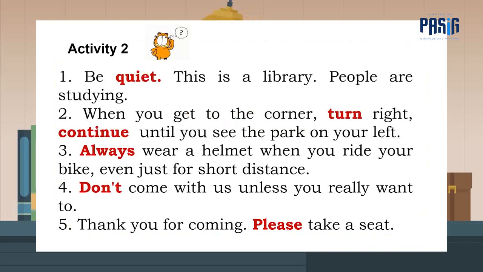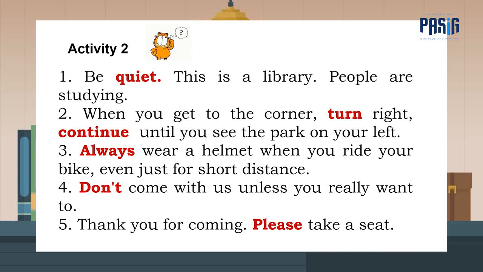Number 1, be quiet. That's correct. Number 2, when you get to the corner, turn right, continue until you see the park on your left. Number 3, always wear a helmet when you ride your bike, even just for a short distance. Number 4, don't come with us unless you really want to. And number 5, thank you for coming.